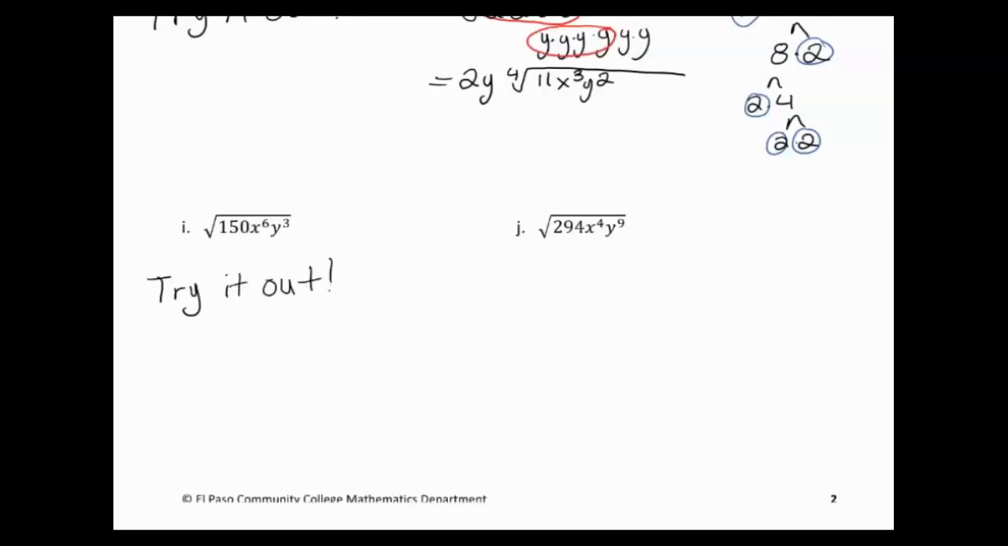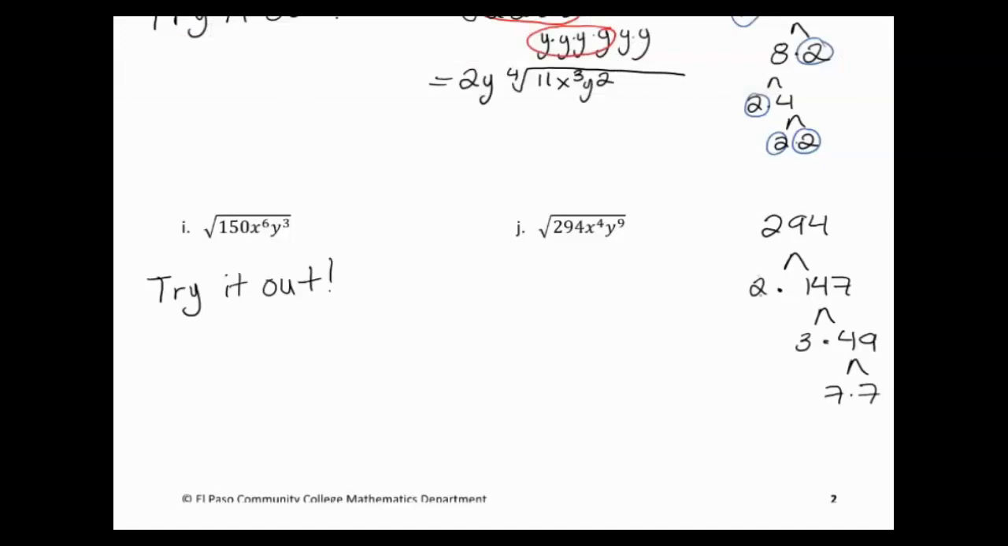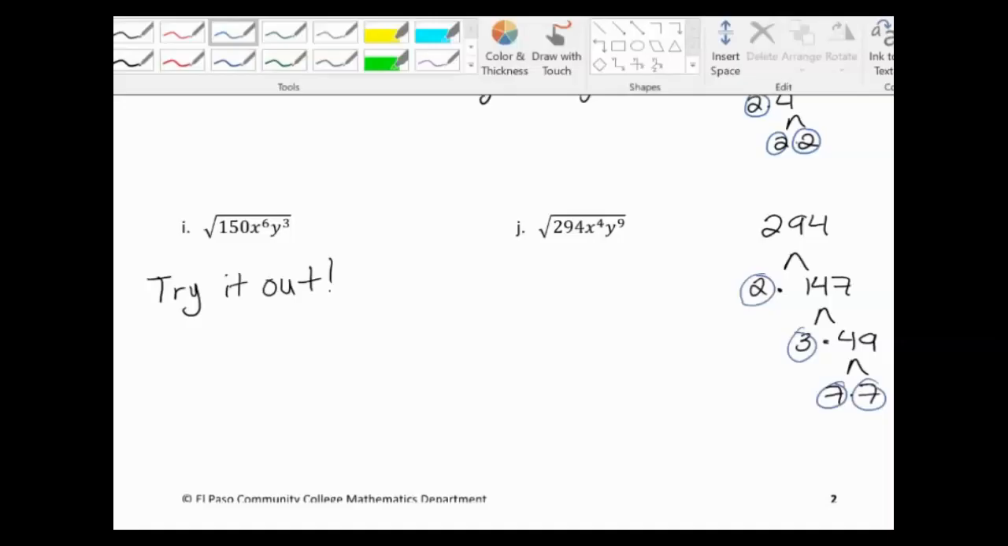Now let's take a look at example J. Let's find the prime factorization of 294. So two numbers I multiplied gave me 294. I'm going to use 2 times 147. 147 could be 3 times 49. And 49 is 7 times 7. So my prime factorization is 2 times 3 times 7 times 7.